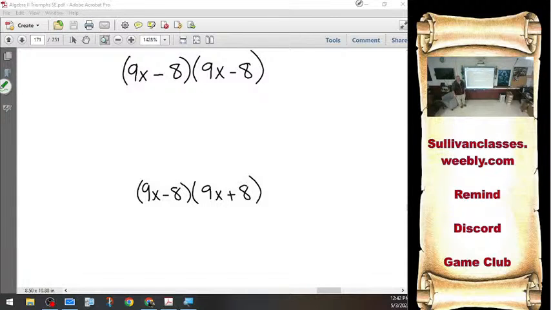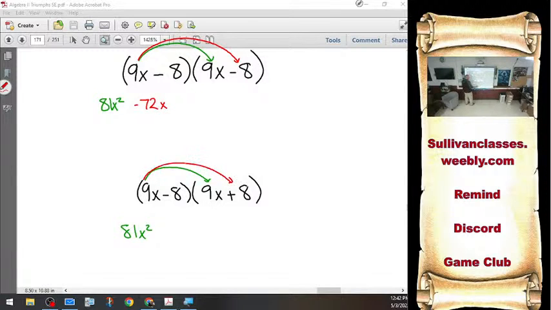Okay. What is 9x times 9x? 81x squared. Good. What is 9x times negative 8? Negative 72x. And what is 9x times positive 8? Positive 72x. There's a difference between these two, and they are making the 2 special forms that today's all about.